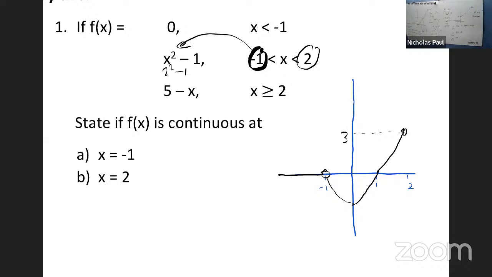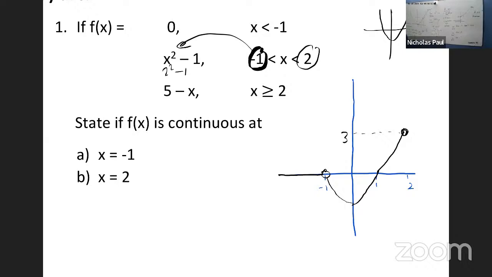Notice I have a hollow circle again. Everybody okay with that? You okay with that? No? So what do you say? This is x squared. Yeah? That's x squared. So x squared minus 1 is down there.